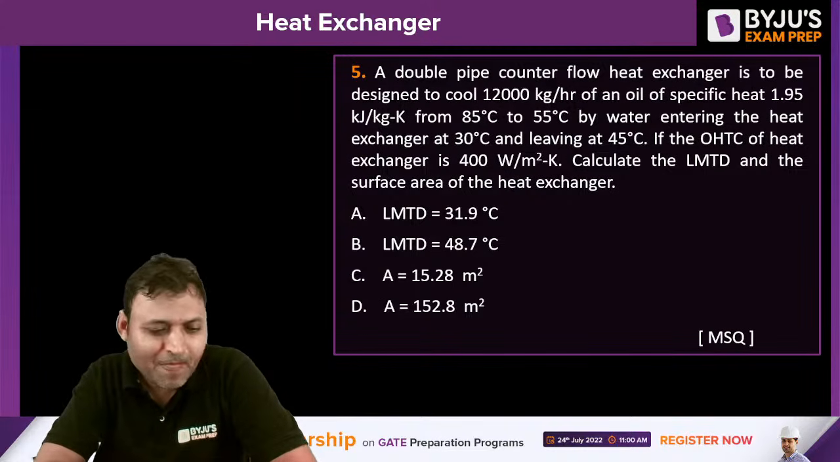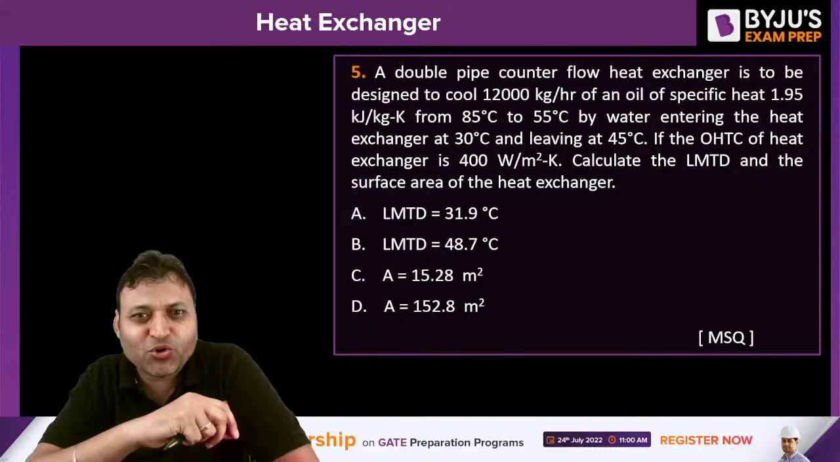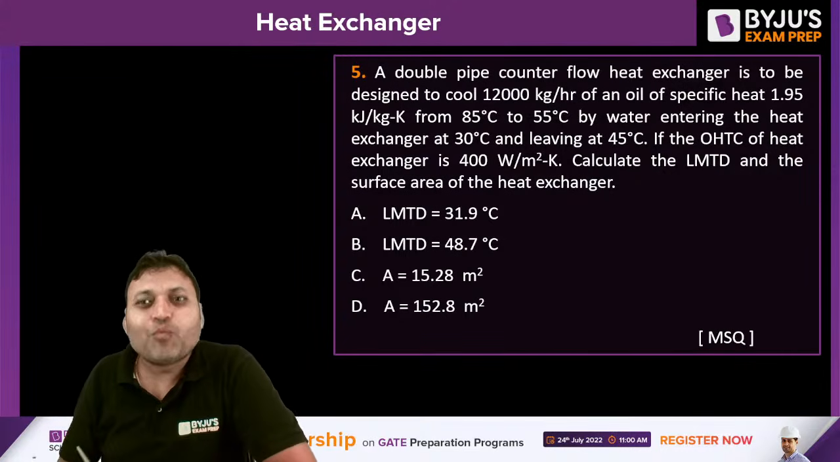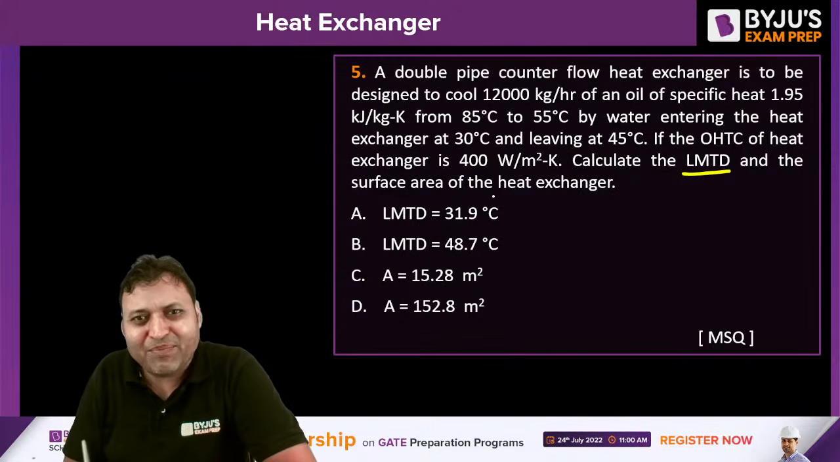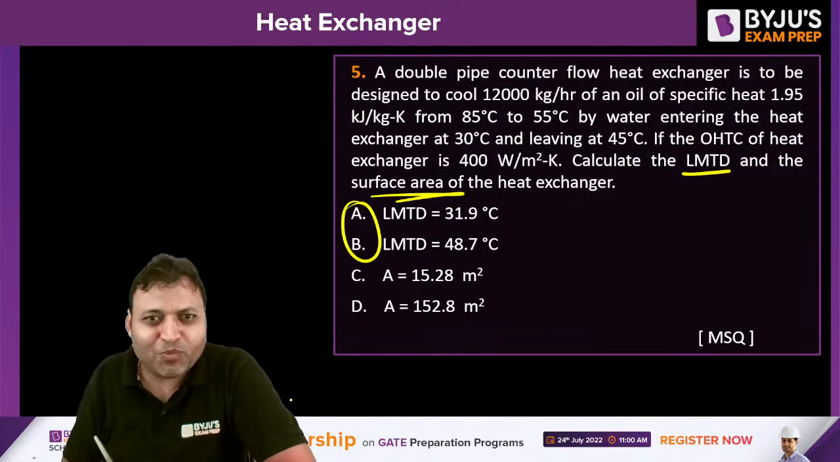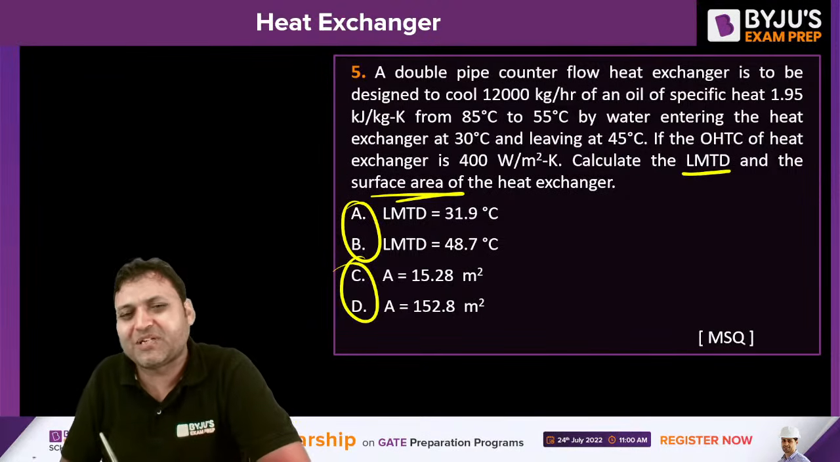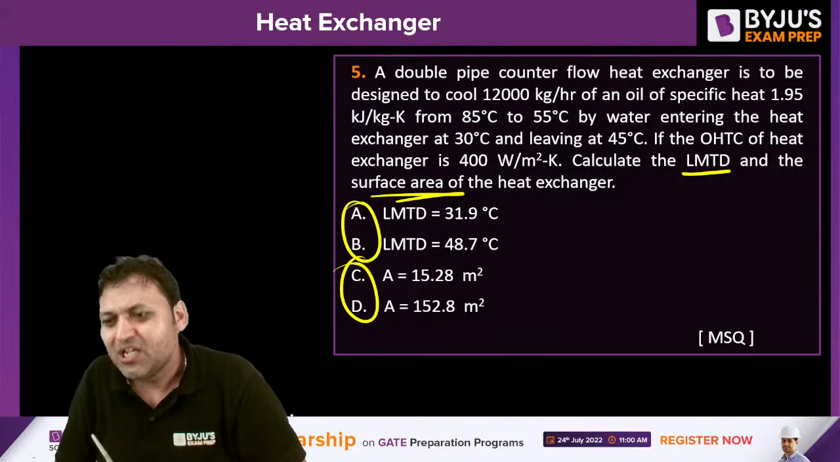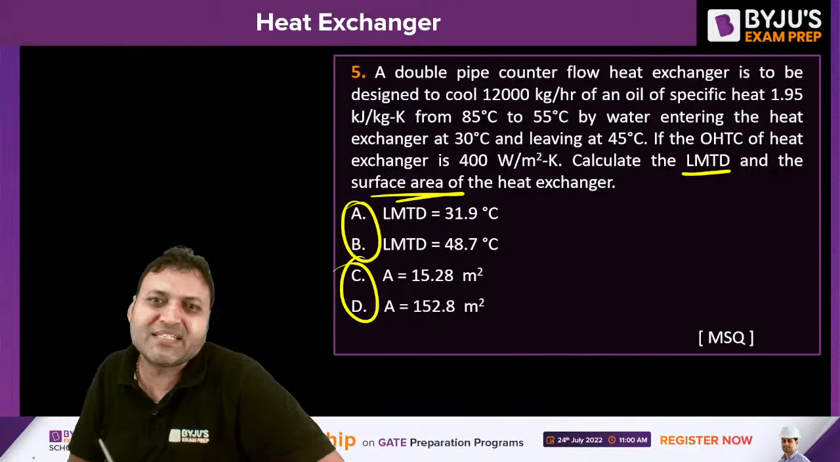The next one, let us solve the next question. There are two parts actually. You need to find out the LMTD and the surface area of the heat exchanger. Out of A and B, one option is correct. Out of C and D, another option is correct. So it becomes MSQ. So you need to find out the LMTD as well as the surface area.